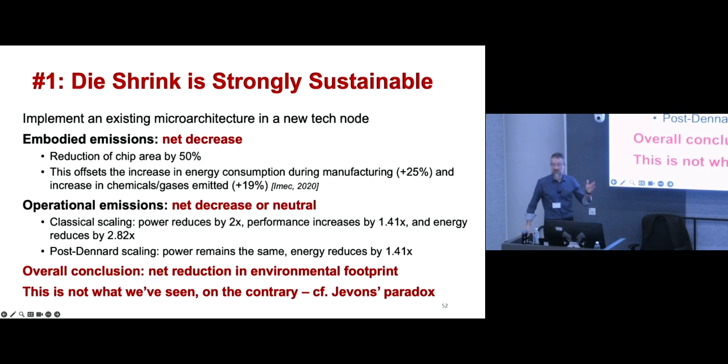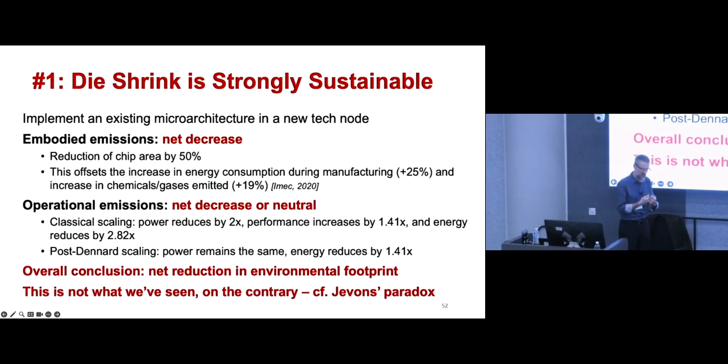But this is not what we've seen in the industry. And that I would say is an example of Jevons paradox. So yes, the carbon footprint for manufacturing a transistor in a new technology node becomes less and less carbon intensive.